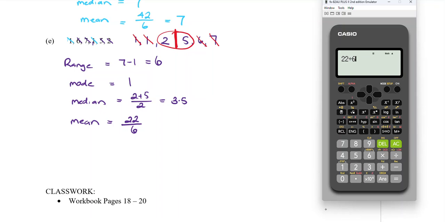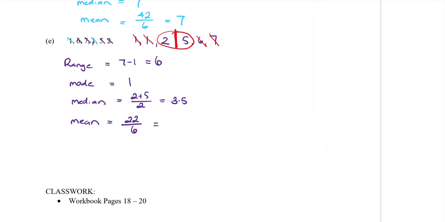22 divided by 6 is, that's a recurring decimal. So, did anyone else get 21? No? 22? Try it again, maybe, Mia. Okay, so you could write that as 3.6 with a repeated dot, since it was a recurring decimal.